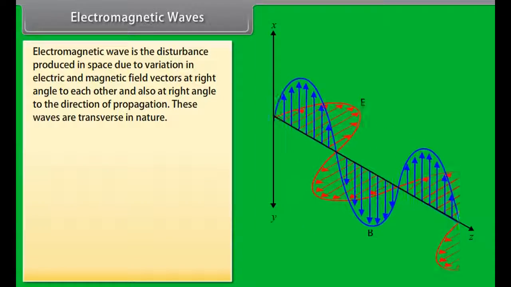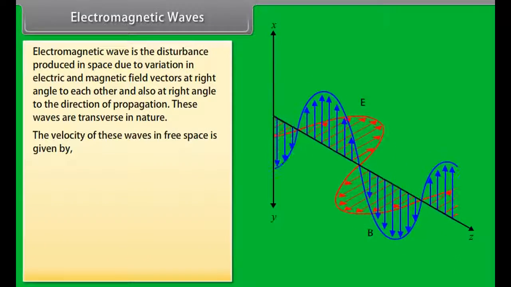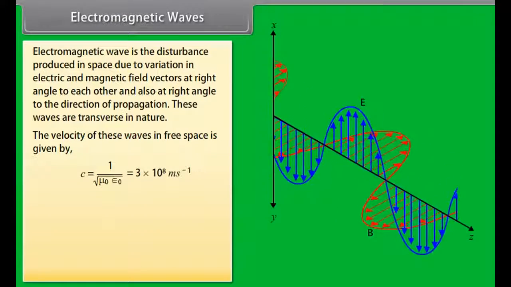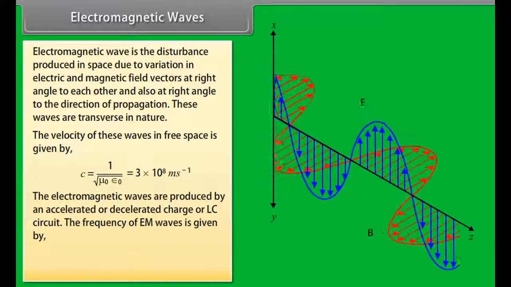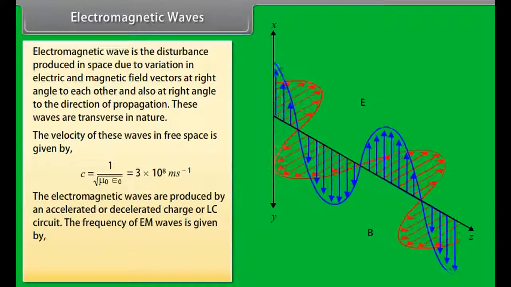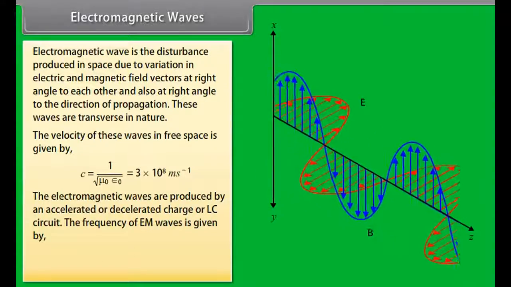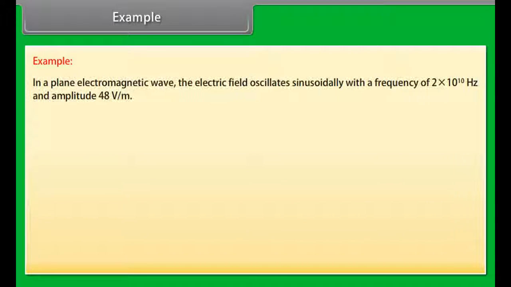Electromagnetic waves. An electromagnetic wave is the disturbance produced in space due to variation in electric and magnetic field vectors at right angles to each other and also at right angles to the direction of propagation. These waves are transverse in nature. The velocity of these waves in free space is equal to the velocity of light, which is 3 into 10 raised to the power 8 meters per second. Electromagnetic waves are produced by an accelerated or decelerated charge of an LC circuit. The frequency of EM waves is given by 1 upon 2 pi root LC.